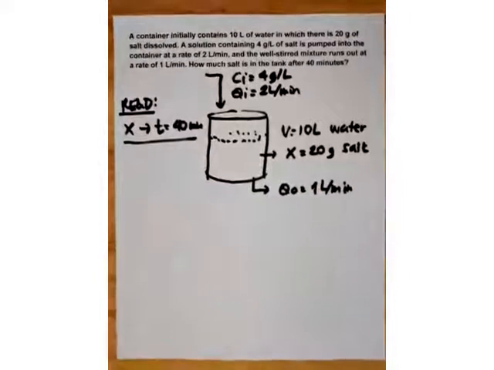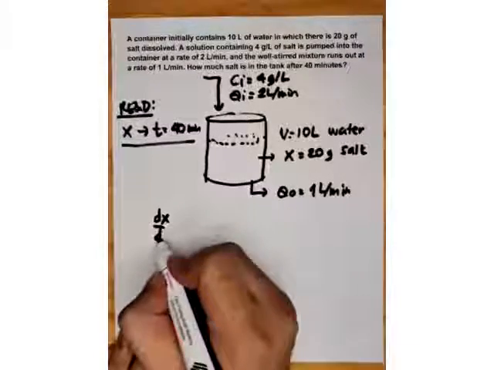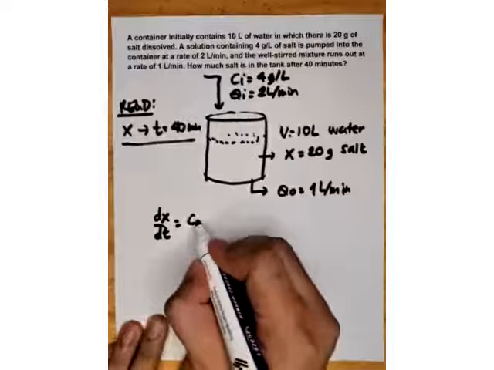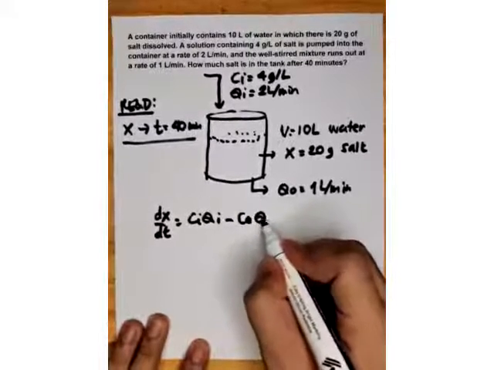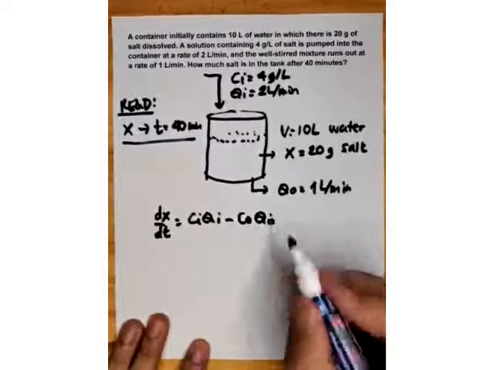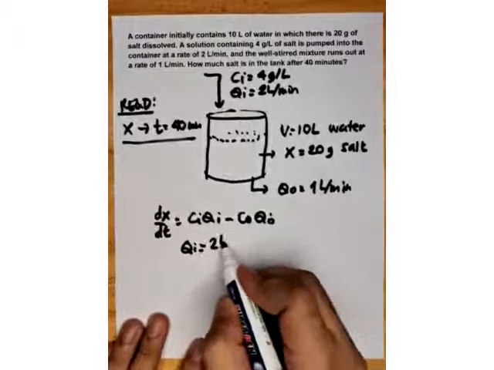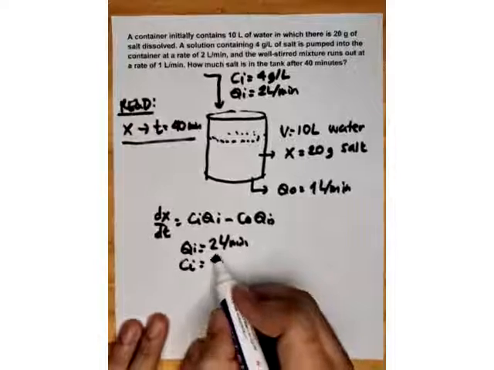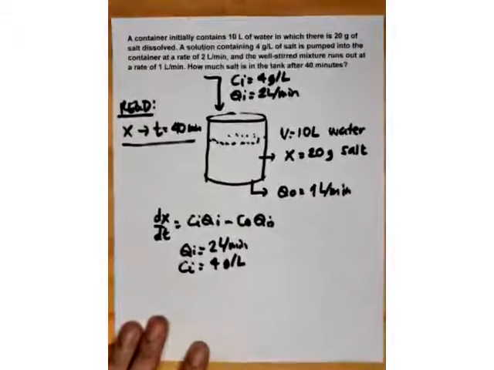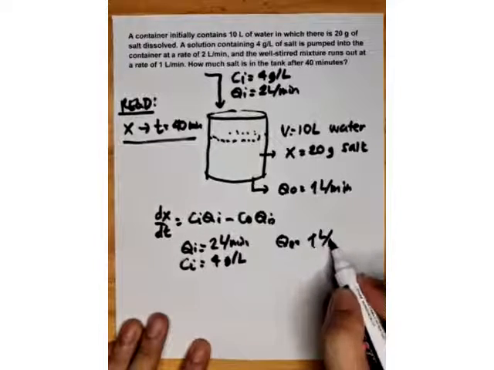Okay? So let's just apply the formula. We'll have dx over dt, which is equal to C in Q in minus C out Q out. Or the other way around, that's okay. So what's our Q in? Q in is 2 liters per minute, and C in is 4 grams per liter. And our Q out is 1 liter per minute.